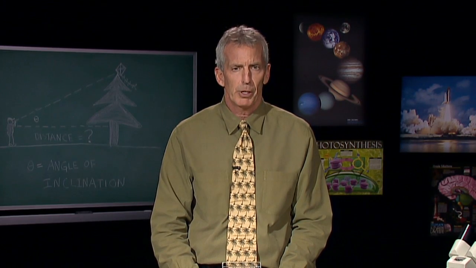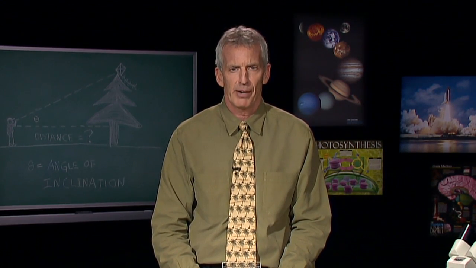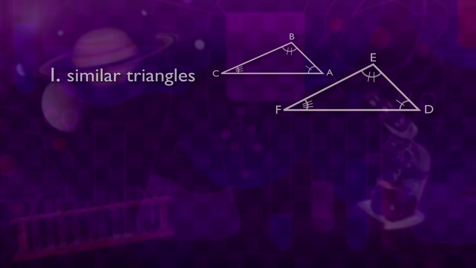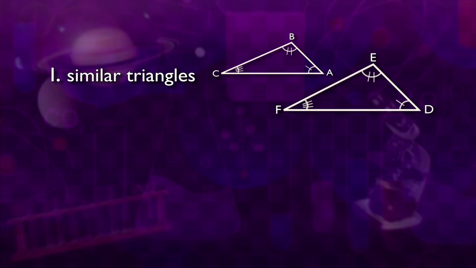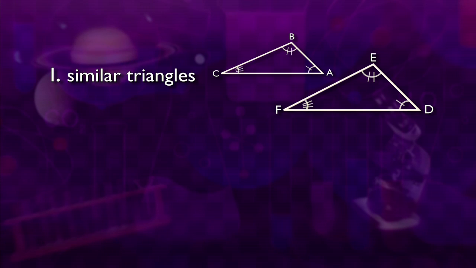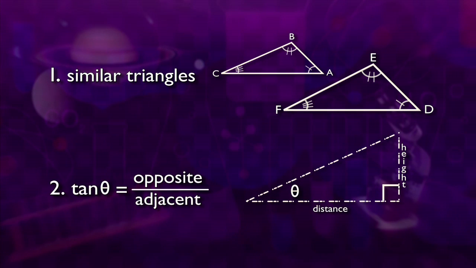Back in the classroom, you can use one of 2 methods to get that information. The idea of similar triangles can be used to get the exact height, or in advanced math classes, you can use basic trigonometry to get the tangent of the angle multiplied by the distance from the flagpole.